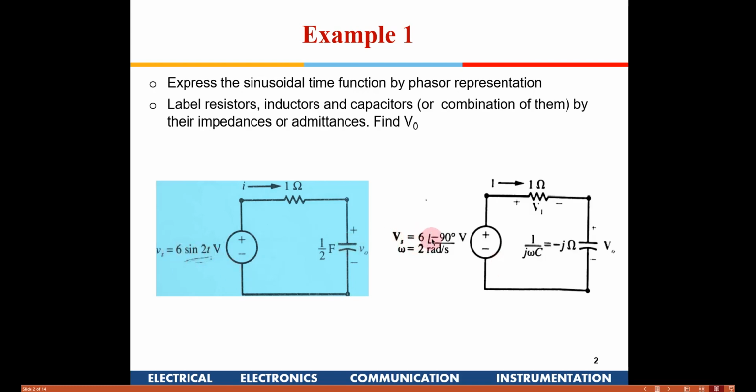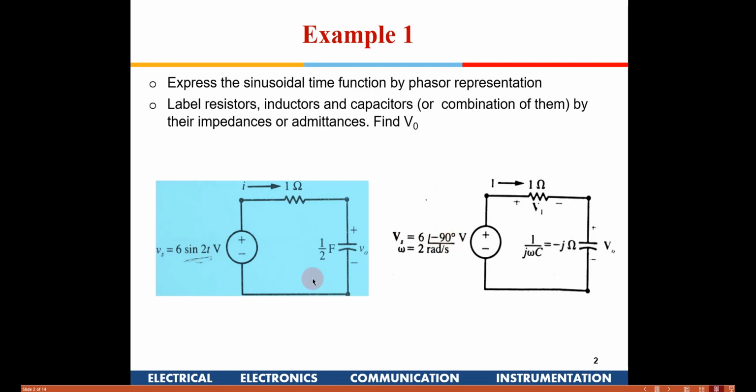Since it is a phasor, we know how to represent a phasor. It is just magnitude and the angle, and the angle is always with respect to the cos. So it is sin 2t, as we discussed in the class. Sin 2t can be written as cos(2t minus 90), so that's why the minus 90 comes. Had it been 6 cos 2t, this would have been straight away 6 with no angle, or 0, right? Since it is sine, that is the reason we have minus 90 here.